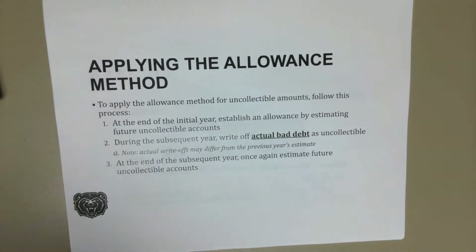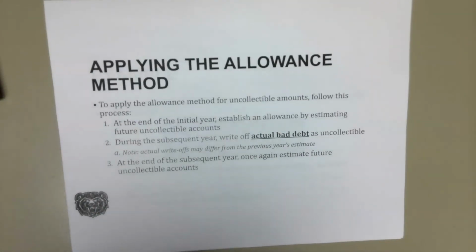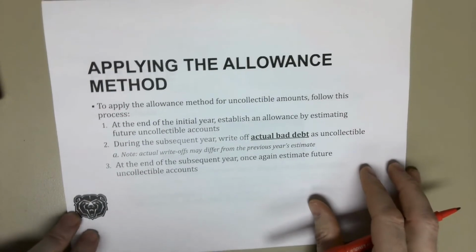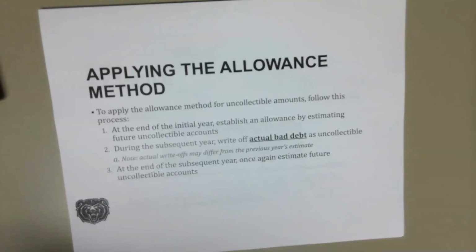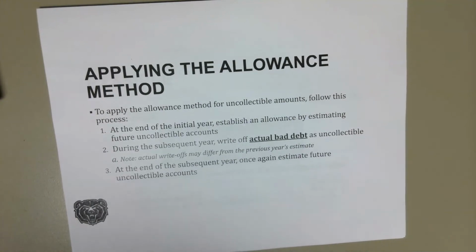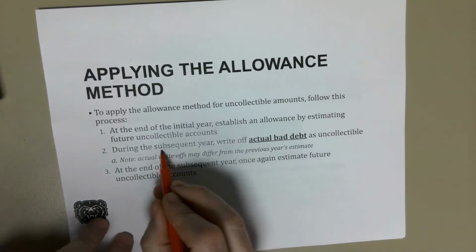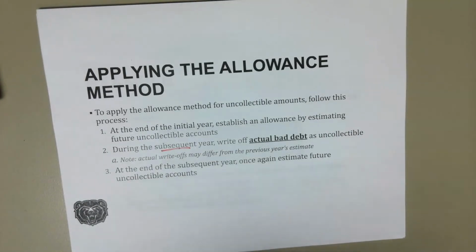So how exactly do we apply the allowance method? Okay, we follow this process. Okay, at the end of the initial year, we establish an allowance by estimating future uncollectible accounts. Okay, and we will walk through an example of this. So don't feel like you're not getting it yet. We will walk through an example. Okay. Step 2 is during the next year, the subsequent year, right? We write off the actual bad debt as uncollectible.